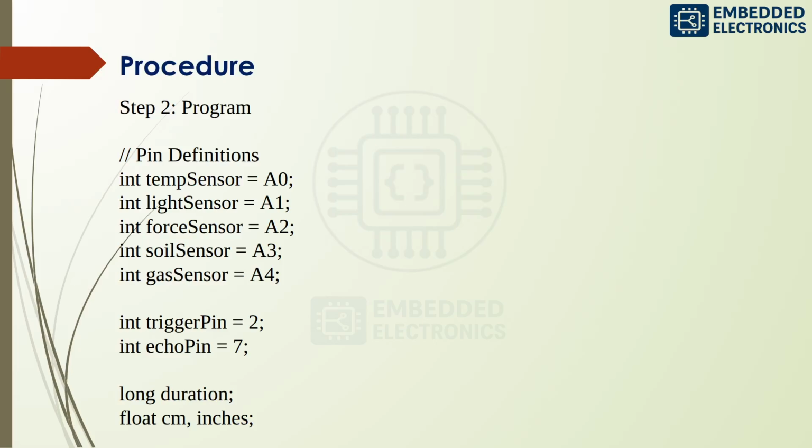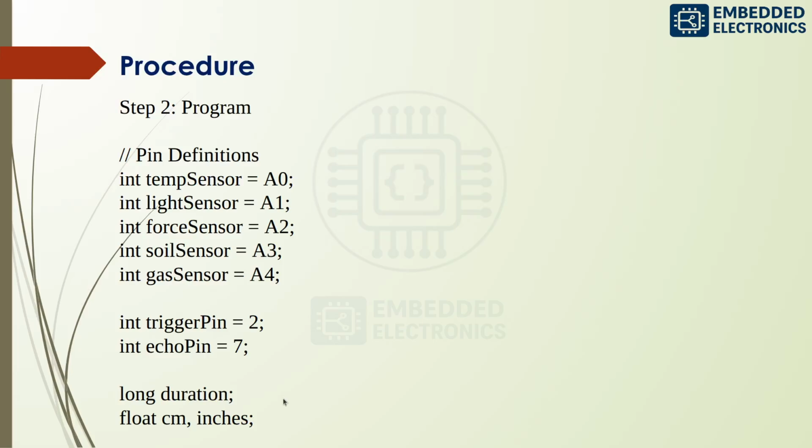The first step is the pin declaration of sensors: temperature sensor pin, then light sensor, force sensor, soil sensor, gas sensor. Here we connected the pins. Next are the trigger pin and echo pin, which are the pins of the ultrasonic sensor. Here we connected both of these to digital pins, and the rest of the sensors are connected to analog pin numbers.